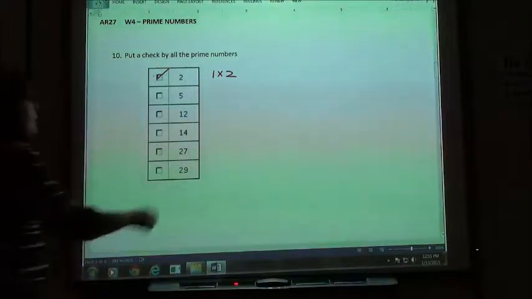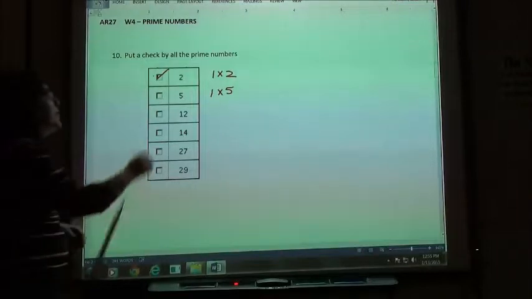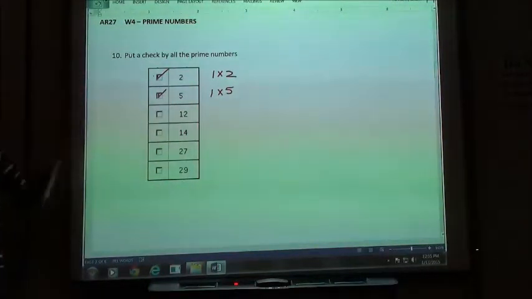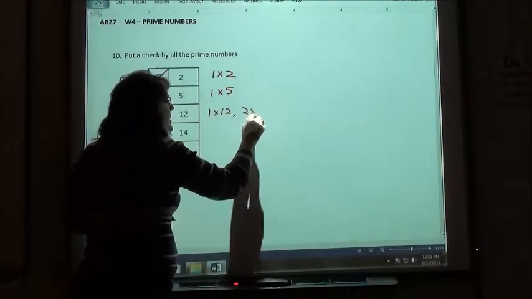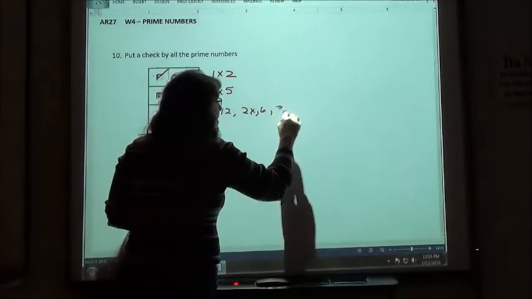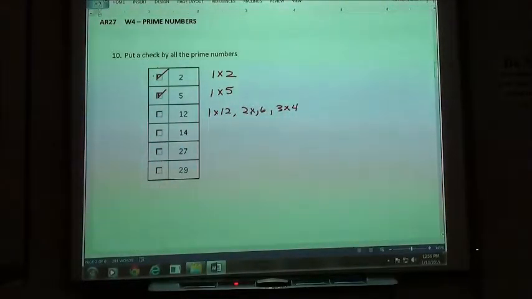5. I can do 1 times 5. There's no other way to get 5. That is a prime number. But 12, I could do 1 times 12. I could do 2 times 6. I could do 3 times 4. That is a composite number, not a prime number, because it has more than one pair of factors.